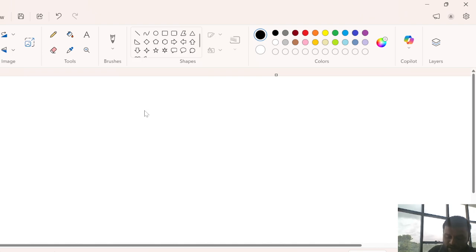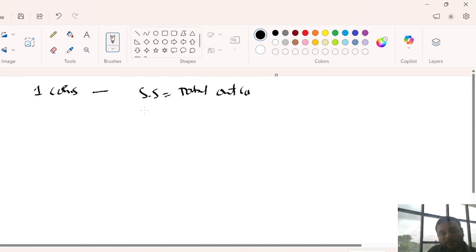Okay, friends. Let us take a coin. We'll take just one coin and toss it. Then the sample space, that is, the total outcomes, will be, guys, when one coin is tossed, either we have head or we have tail. This is the total outcome, guys.